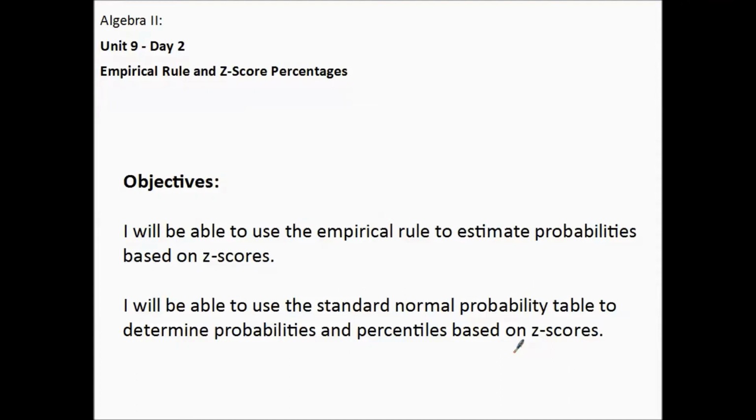Today we are going to learn about the empirical rule and z-score percentages. By the end of this video, you should be able to use the empirical rule to estimate probabilities based on z-scores and use the standard normal probability table to determine probabilities and percentiles based on z-scores.